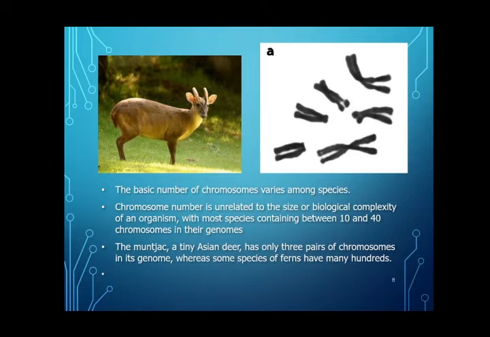Chromosome number is unrelated to the size or biological complexity of an organism, with most species containing between 10 to 40 chromosomes in each genome. The muntjac, or tiny Asian deer, has only 3 pairs of chromosomes in its genome, whereas some species of ferns have many hundreds.